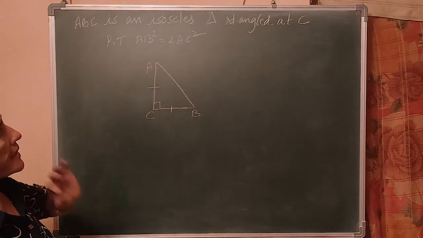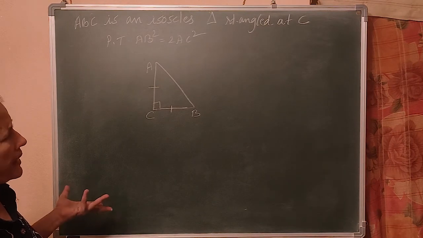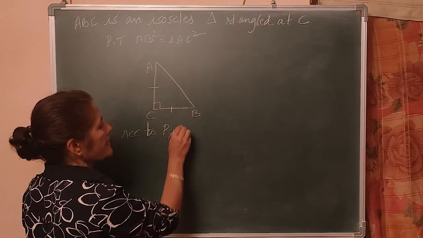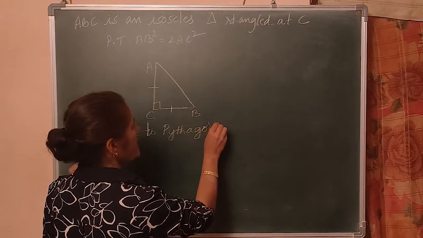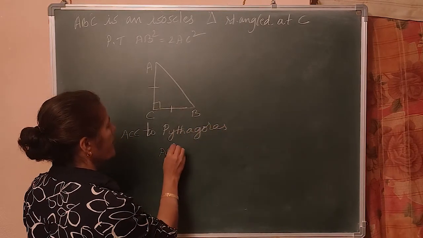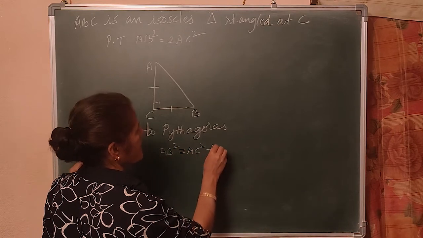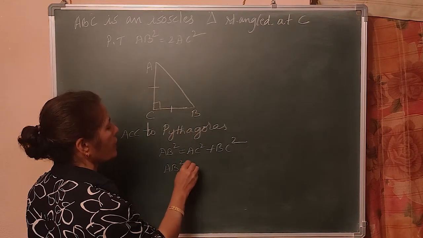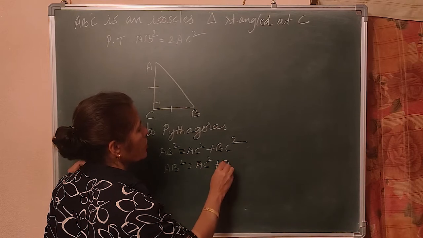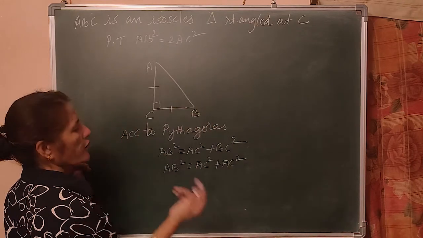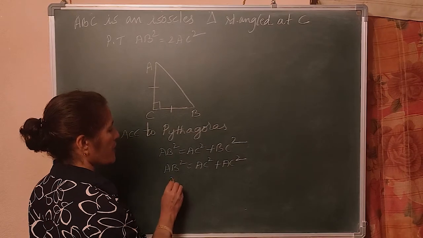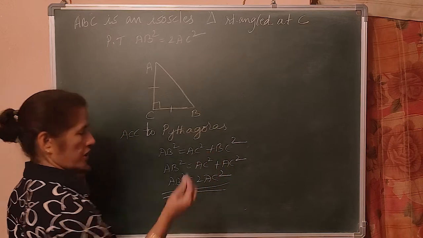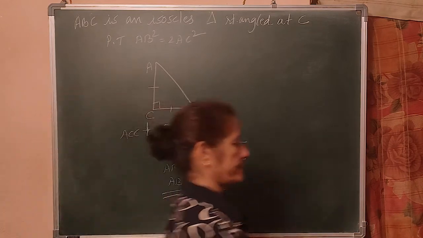I have to prove AB square is equal to 2AC square. It's simple. According to Pythagoras, what can I say? AB square is equal to AC square plus BC square. What they want? 2AC square. Can I write down AB square is equal to AC square plus AC square? Why? BC is equal to AC. So I can write down AC square plus AC square. So AB square is equal to 2AC square. Finished.